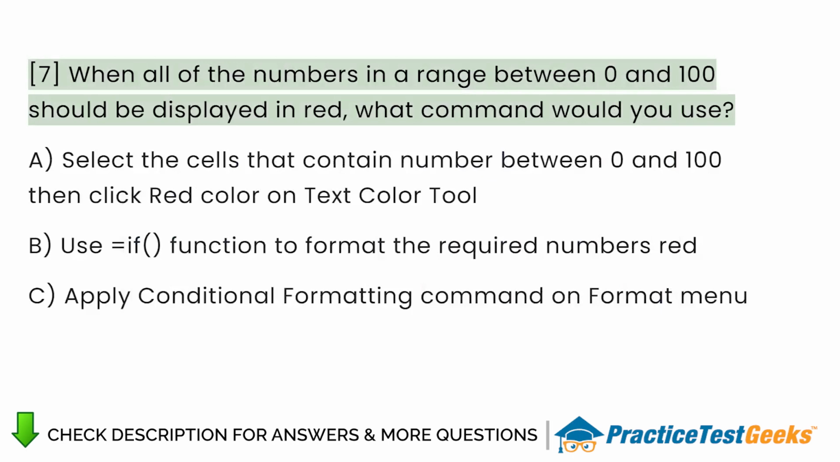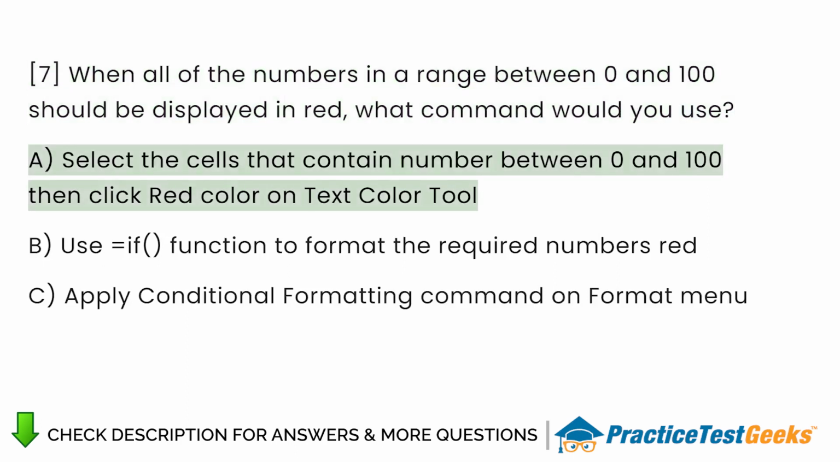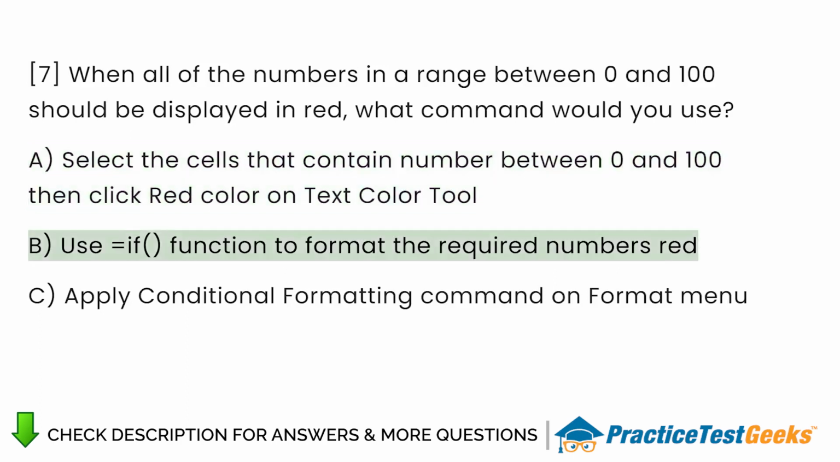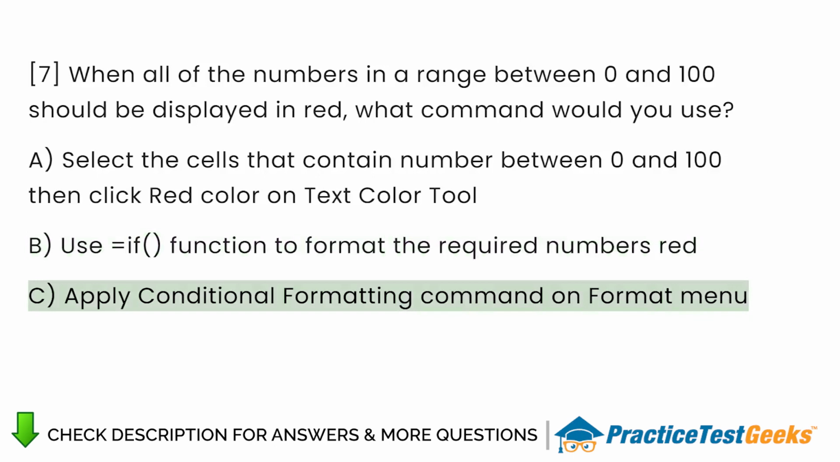When all of the numbers in a range between 0 and 100 should be displayed in red, what command would you use? A. Select the cells that contain numbers between 0 and 100, then click red color on Text Color tool. B. Use equals IF function to format the required numbers red. C. Apply conditional formatting command on Format menu.